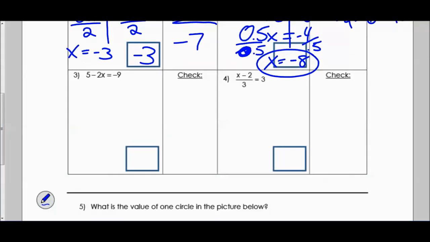Three and 4 is where it gets a little bit tricky. So we want to, again, highlight which part is directly attached to the x. It's this minus 2 that's attached to it. We want to undo or get the opposite of the other number. We want to get rid of that positive 5.